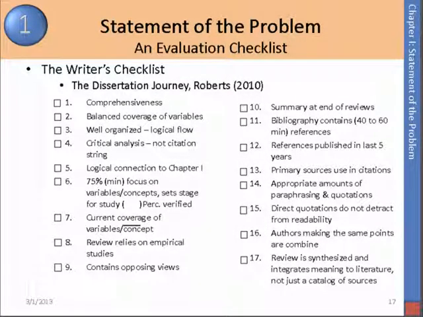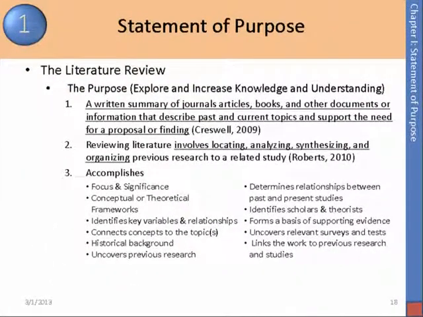This is a writer's checklist, which is produced by The Dissertation Journey in Roberts' book. It's a 17-point checklist. The checklist was used to identify the areas that should be reviewed and to help as a guide in the literature review itself. This is the statement of purpose and what we hope to accomplish in the study of the literature review.